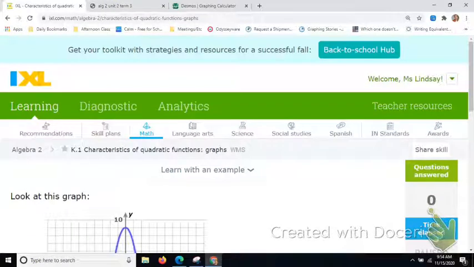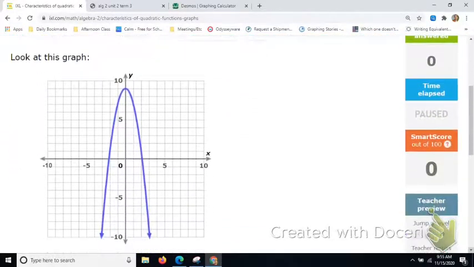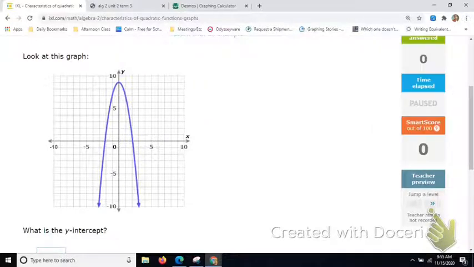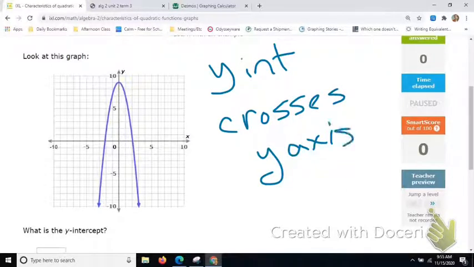So let's switch gears a little bit here and look at what some of your assignment's going to be on IXL. We're just looking for characteristics of the graph. Looking at this graph, what's the y-intercept? The y-intercept is where it crosses the y-axis. So where does this cross the y-axis? Up here at 9.